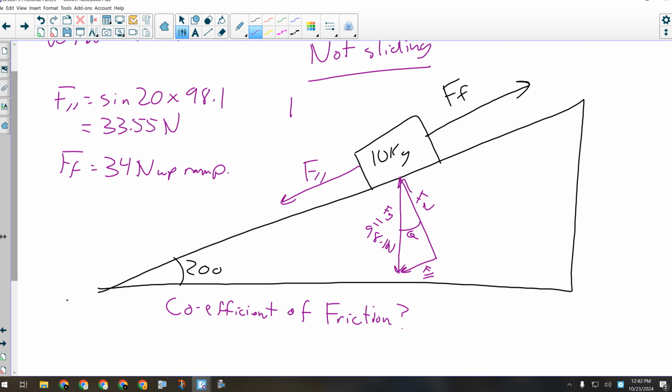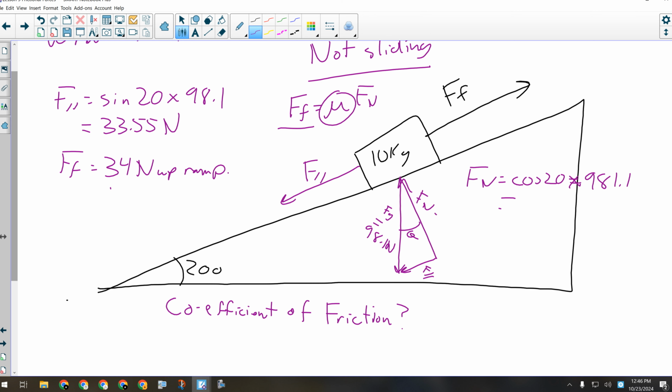Okay, so remember, force of friction is mu, coefficient of friction, times normal force. Okay, I'll give you a minute or two on that one. Okay, so since I know the force of friction, okay, I already calculated that here, I need to get the normal force so I can solve for coefficient of friction. So to get the normal force, I'm just going to go cos of 20 degrees, because it's the adjacent side of the triangle, times the hypotenuse, 98.1, okay?